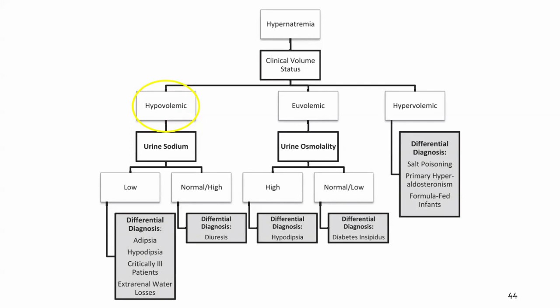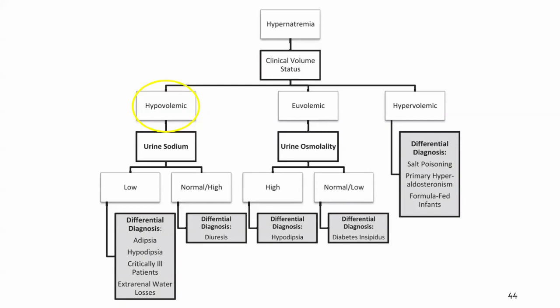So the hypovolemic conditions, we again have urine sodium can be low or high. We have conditions like adipsia and hypodipsia, which can be primary or secondary. So primary adipsia, it's uncommon that we'll see, it's due to damage of the hypothalamic osmoreceptors, but it is common to see secondary adipsia and hypodipsia.